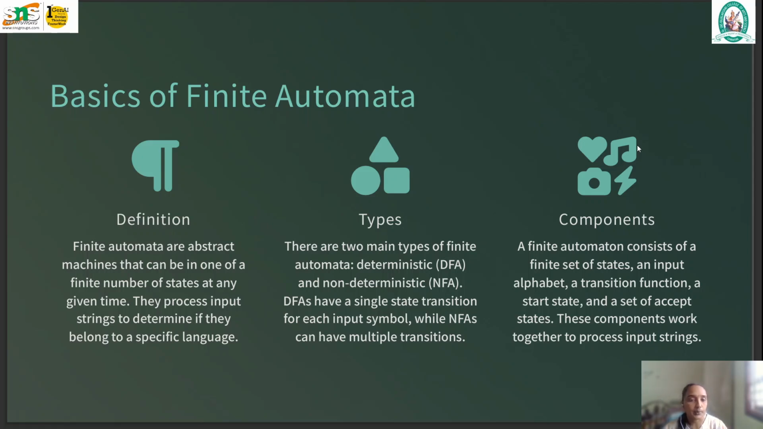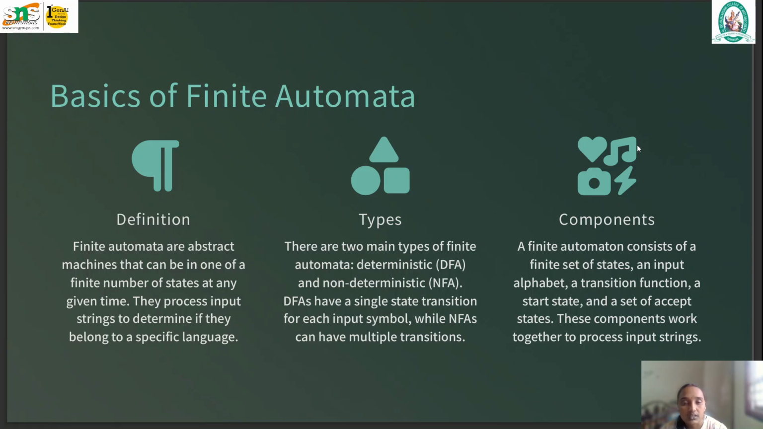Okay, the next one, basics of finite automata. Automata are abstract machines that can be in one of a finite number of states. The machine holds only a finite number of states at any given time. They process input strings: we give one input, then it moves from one state to the next state. That is called finite automata.